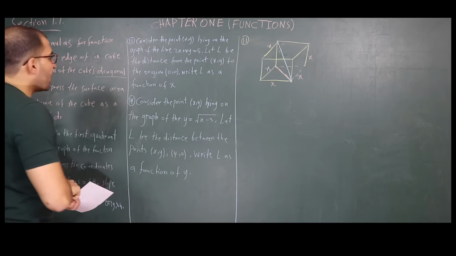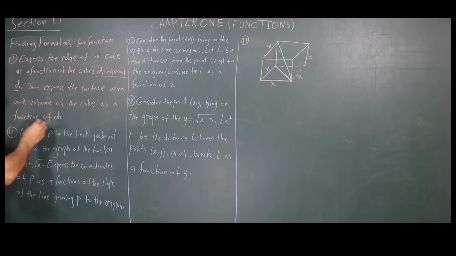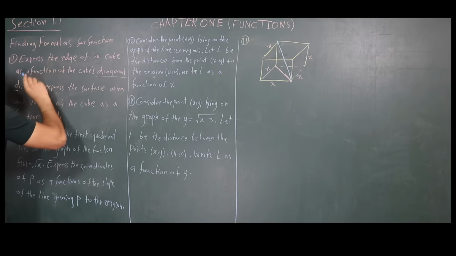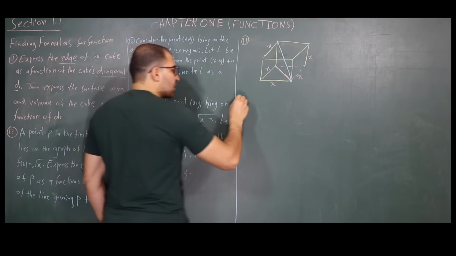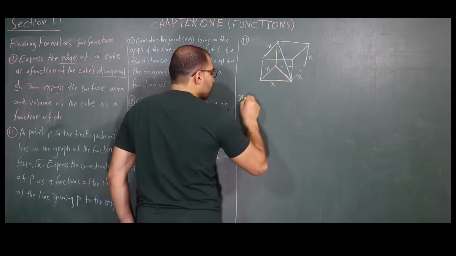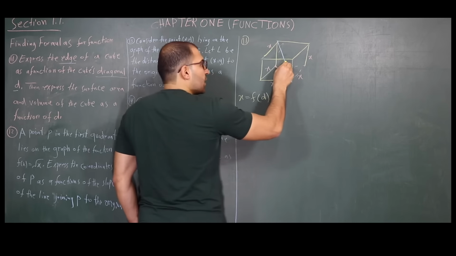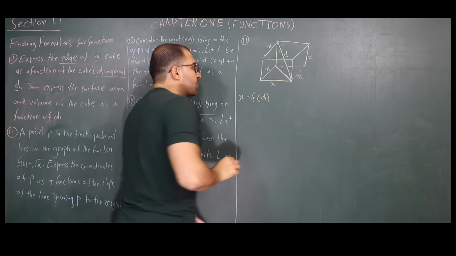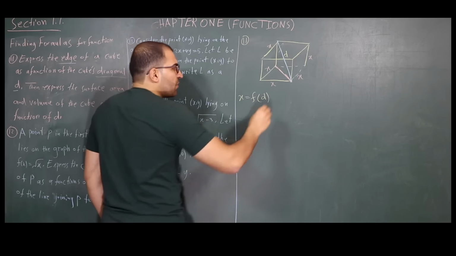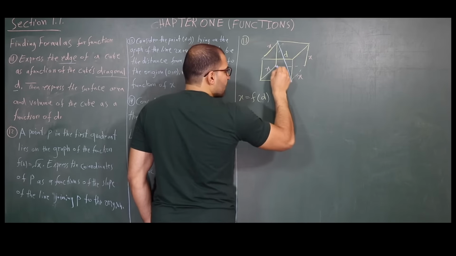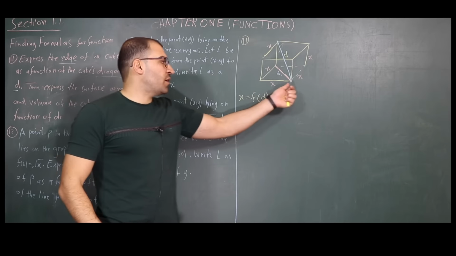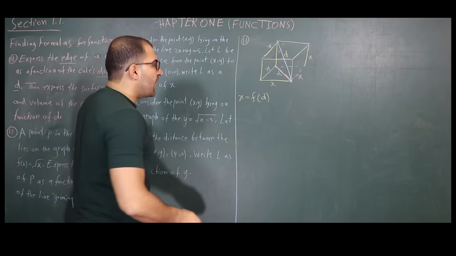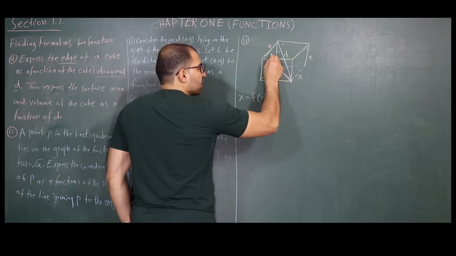First, mainly he wants us to express the edge x of a cube as a function of d. So he wants us to find x, to put x as a function of d. The blue line is d. When I say d, I mean the blue line. Let me for now denote this line by d1, which is the diagonal of the square of the base. The vertical edge is x.